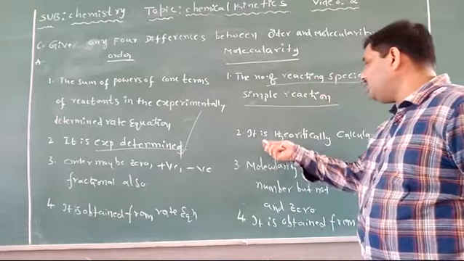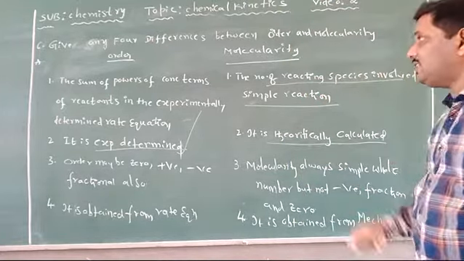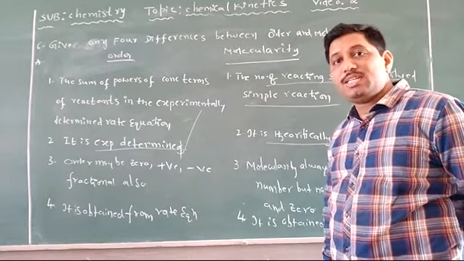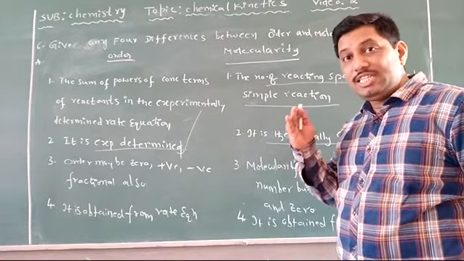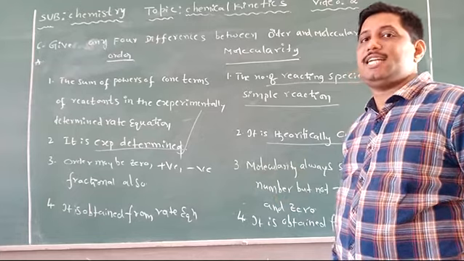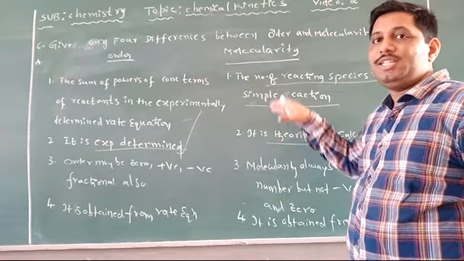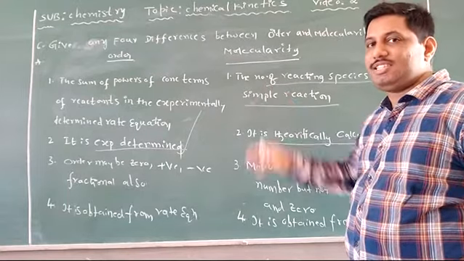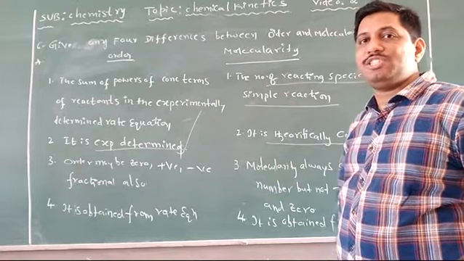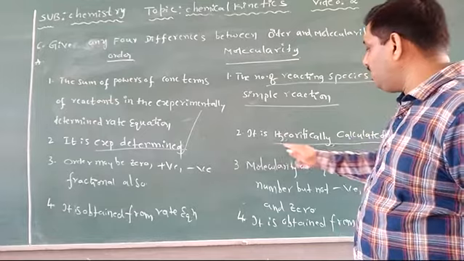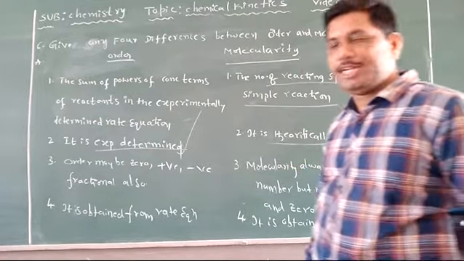Next one. It is theoretically calculated. The molecularity of the reaction is theoretically calculated. Why? Because 2 reactant molecules, molecularity is 2. 3 reactant molecules, molecularity is 3. For this, experimental evidence is not required. Therefore, it is theoretically calculated.